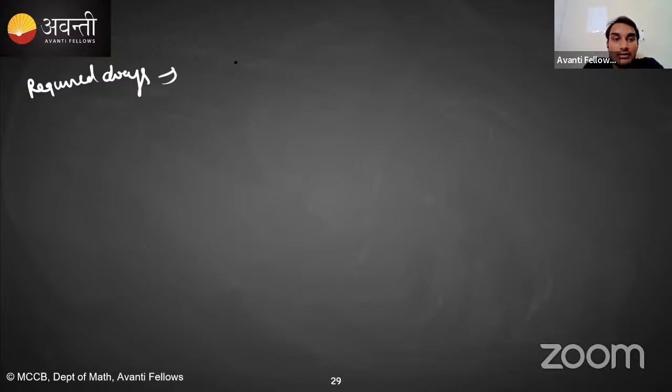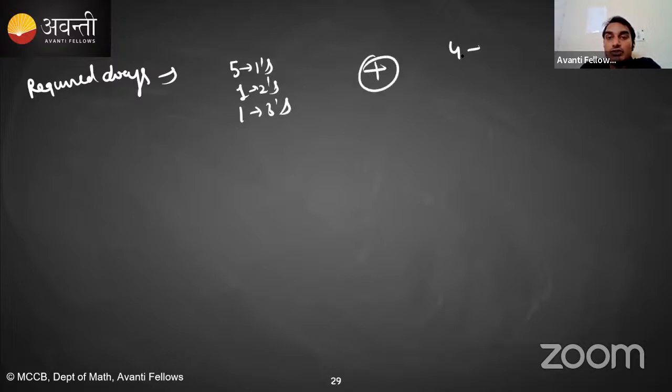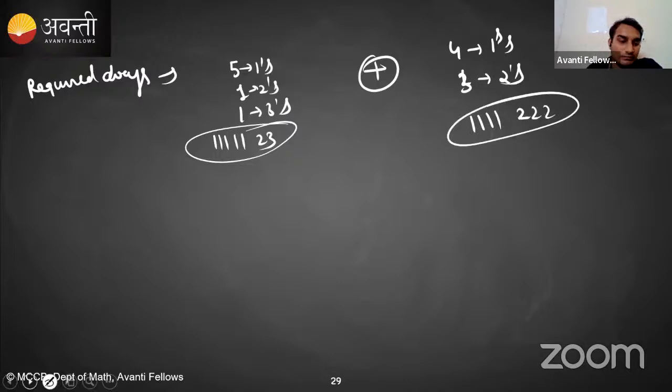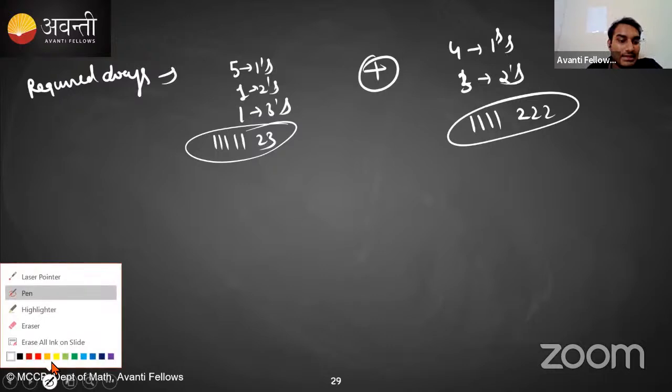Either you use 5 ones, 1 two and 1 three, or you use 4 ones and 3 twos, right? So this is nothing but, say, 1 1 1 1 1 2 3. Okay, these are the selections. Or 1 1 1 1, 4 ones, and 2 2 2.